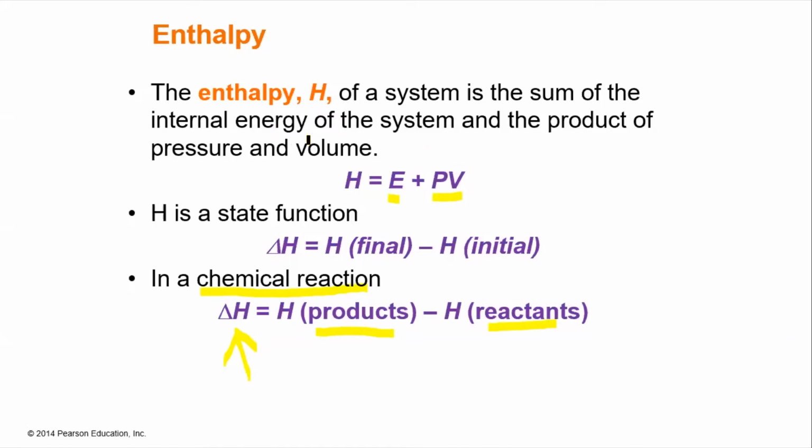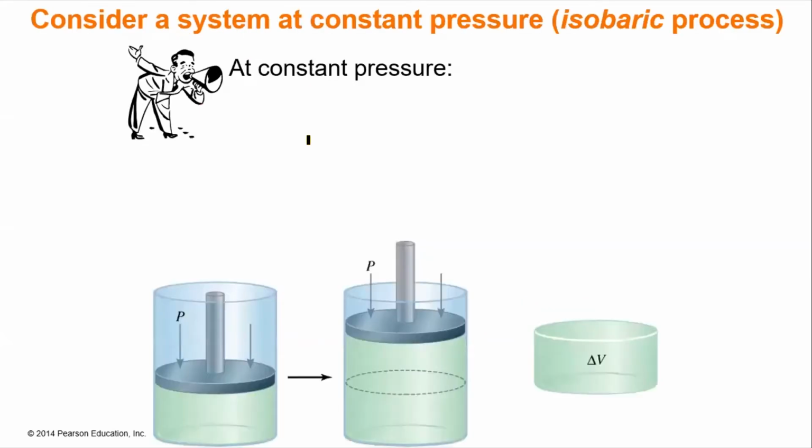And let me show you how we are going to set this up. Let's consider a system at constant pressure. This is what we call an isobaric process. Isobaric process, all right? So let's say, for example, I have something happening inside a container there on the bottom left, and there's an expansion of gas against a constant pressure, P. And as a result, there is a change in volume, delta V.